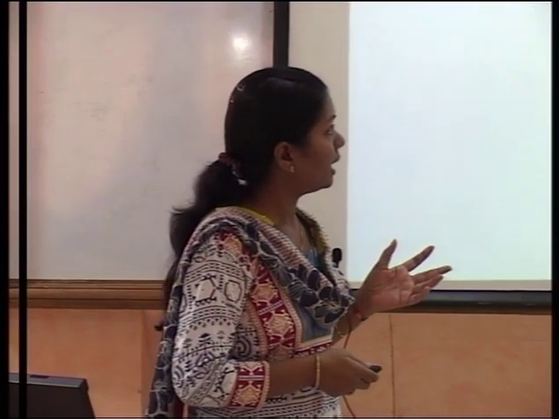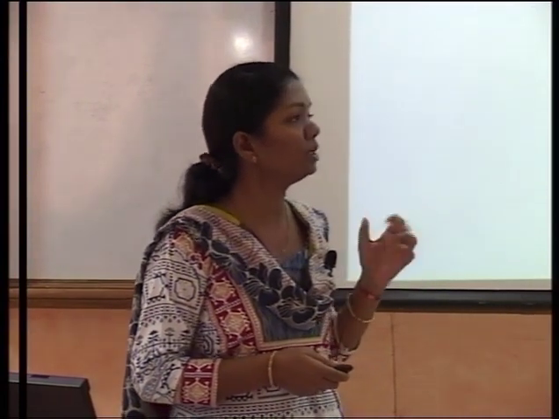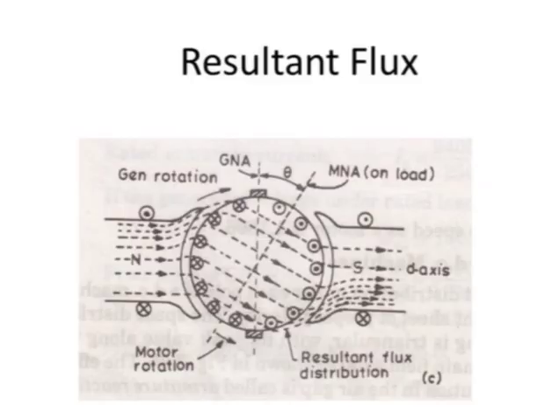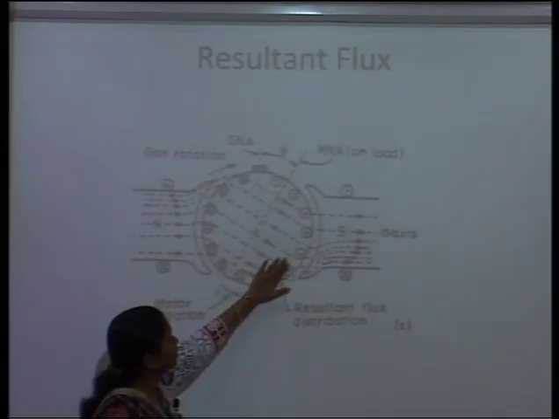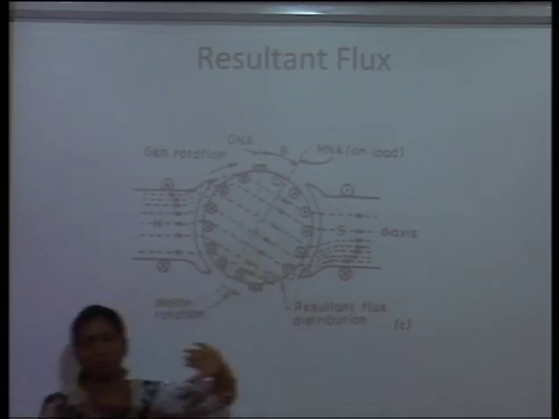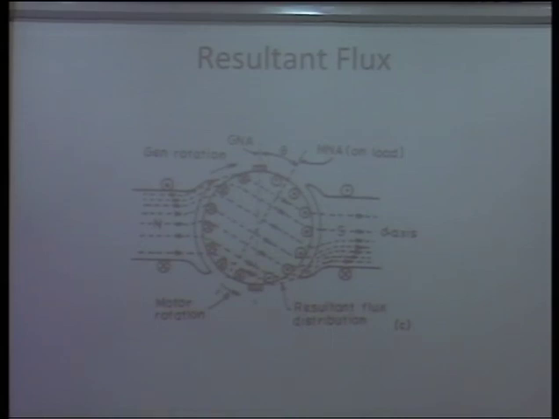So if I say how the armature flux affects or impacts the field flux, the effects may be categorized into two categories. One is the cross magnetizing effect, another is called the magnetizing or demagnetizing effect. So in the two parts, it is magnetizing. In these two parts, the flux is opposing the field flux, so it is demagnetizing in nature.